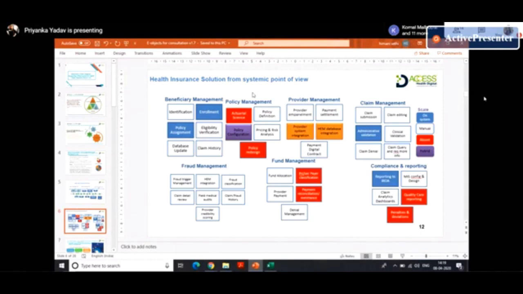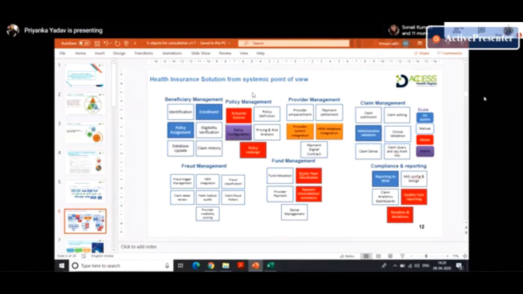So then they maintain it through a system, and every policy has a unique ID which gets tagged to a beneficiary ID. This is how you actually manage policies. Because even if you go to Policy Bazaar, you will see the same health insurance provider or payer will have the same policy with a different name.